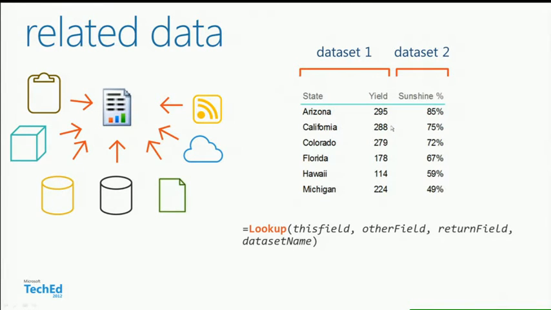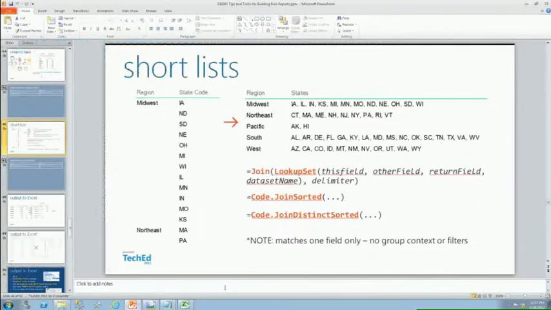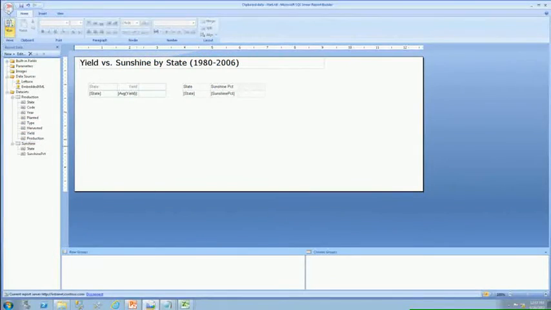The way the lookup function works is you use it from a data region that's bound to the main data set, and you say, what's the field in this data set that we're going to match on? What's the field in the other data set that we're going to match on? What's the field that we should get back from the other data set? And finally, what is the name of the other data set that we should be looking at? So four parameters you need. Let me show you how to do that.